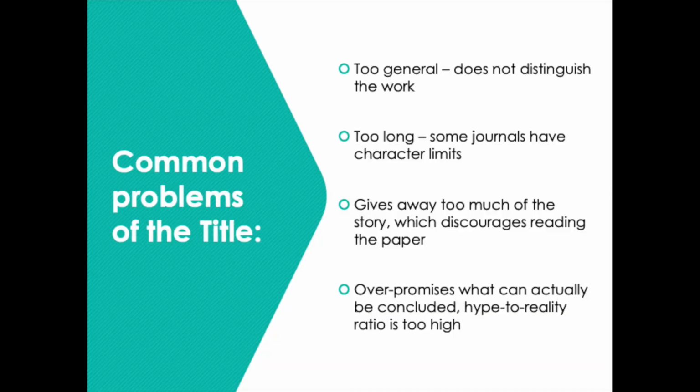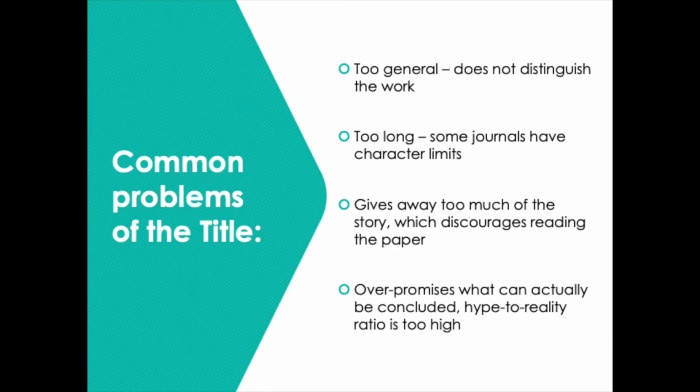Another common problem is that the title is too long. Now, we already talked about shorter titles are cited more frequently, so that's one reason to write a shorter title instead of a long one. Another reason is that some journals have a character limit, and you simply cannot have a long title because the paper will not be accepted into the submission portal if the title is too long.